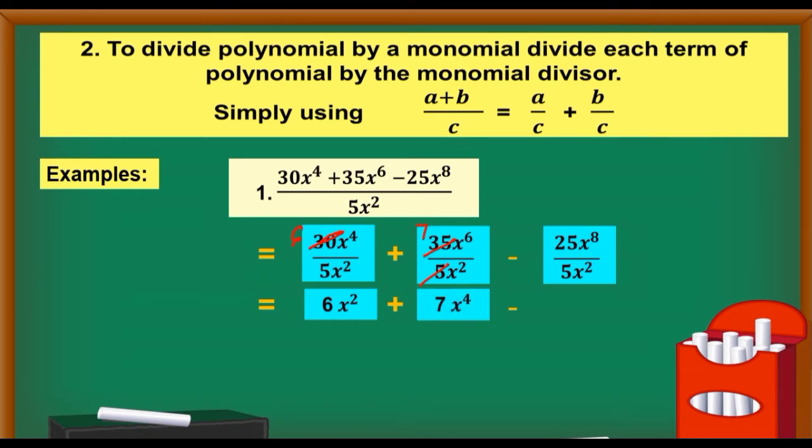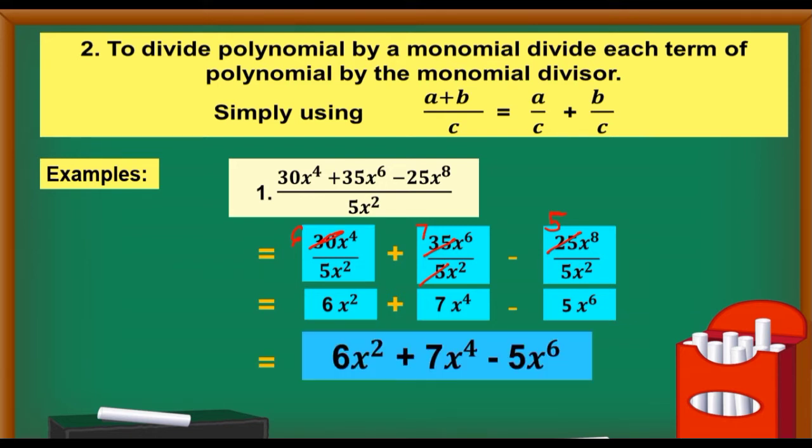And then, minus 25 divided by 5, that would be 5. And then our exponent is 8 minus 2, so it becomes x raised to 6. So, it becomes 5x raised to 6. So, our final answer is 6x squared plus 7x raised to 4 minus 5x raised to 6. It is easier to divide if you separate the terms. This is only possible if our divisor is a monomial.